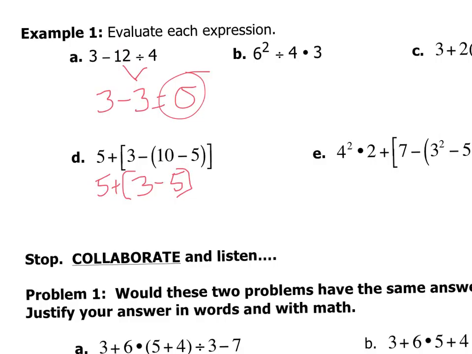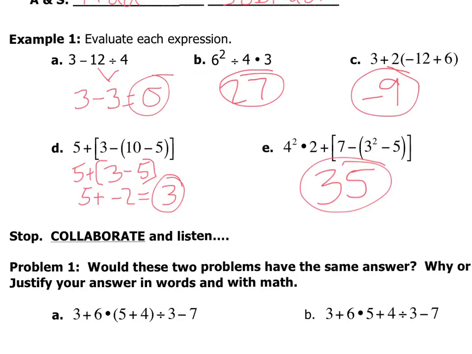So 3 minus 5. You have $3. You owe me $5. Pay me everything you have. You still owe me $2. So that's a negative 2. I still have my 5 plus out front. So 5 plus a negative 2. I'm just left with 3. Okay, so together with your partners, I would like you to do B, C, and E. So do the rest of those 3 problems, B, C, and E, together with your partners. Go ahead.